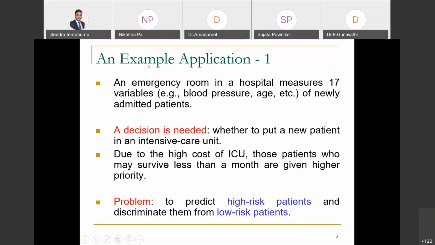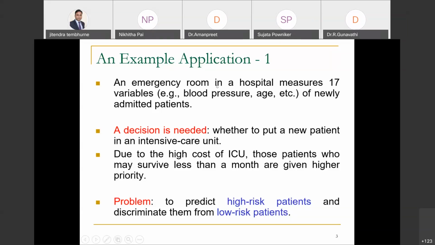So here, the first example says that there is an emergency room in a hospital, and it measures 7 variables such as blood pressure, age, and so on, for any newly admitted patient. This is the scenario.